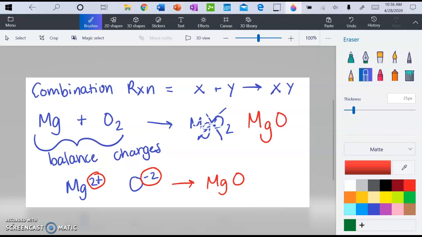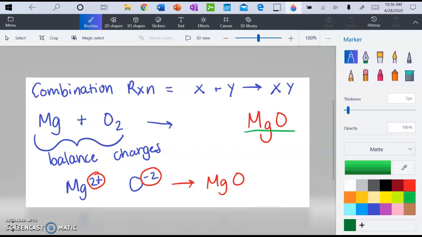Oops. Let's get my eraser real quick. So this right here is the actual product. Now we have to balance the equation. So I have one magnesium on the left and one on the right, so that's fine. But I have 2 oxygen on the left and 2 on the right. So I'm going to put a 2 out front. Now I have 2 oxygen and 2 magnesium on the right. 2 oxygen on the left and only 1 magnesium, so I'm going to put a 2 out here. And now you have a balanced chemical equation.